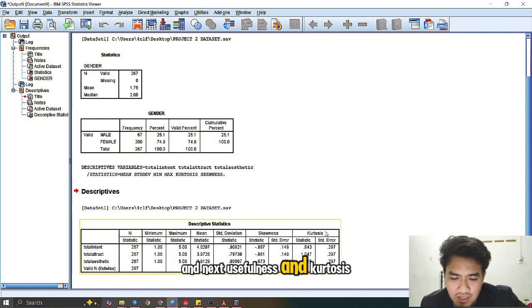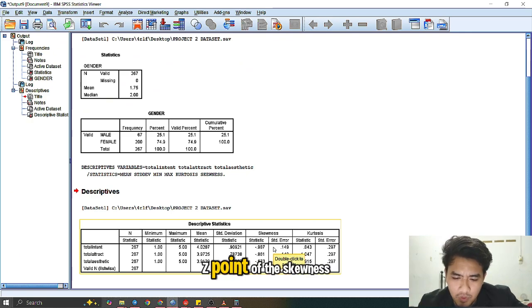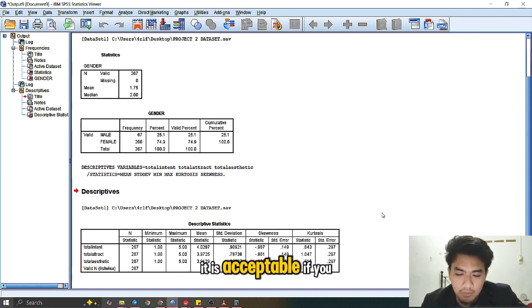And next, skewness and kurtosis. To find the Z score of the skewness and kurtosis, you need to go to the statistic and divide it by the standard error. You divide it. If you get below 2, it is acceptable.